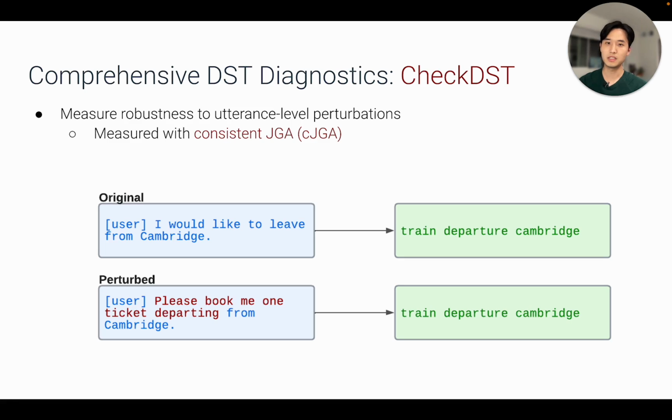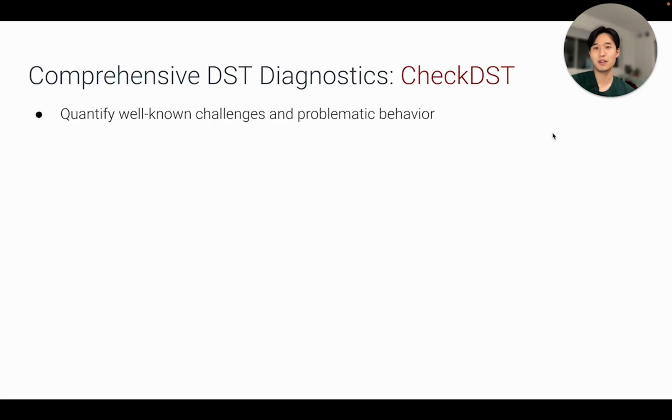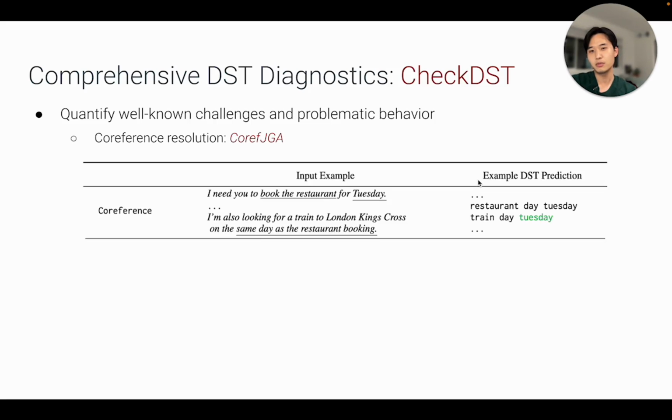We measure robustness with consistent JGA, which assigns credit only when both the original and perturbed samples are correctly predicted. It also quantifies well-known challenges and problematic behavior. Co-reference resolution skills are measured with co-ref JGA, which is simply a filtered JGA score for cases that require co-reference resolution. The same day as a restaurant booking should be resolved to Tuesday, which comes from our previous turn, and the JGA is only calculated for this turn.